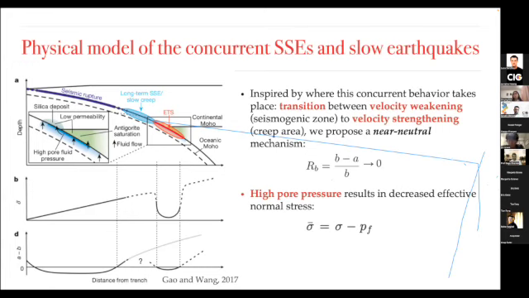And it helps to explain why it is so common, because no matter what tectonic setting it is, there must be a specific depth range where velocity neutral behavior takes place to accommodate the transition between weakening and strengthening. Another physical condition that we use for this model is that this area has a low-permeability seal on it, causing a high pore pressure here, so we make the effective normal stress relatively low.